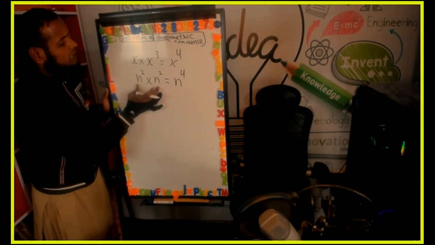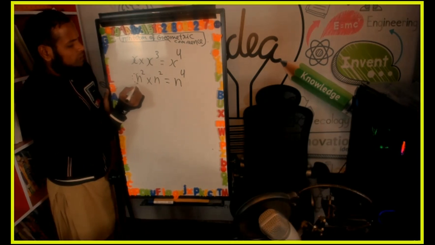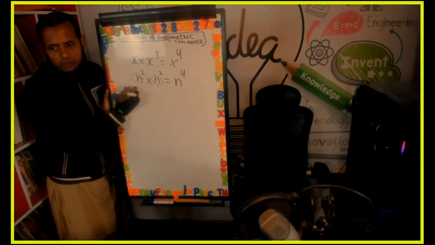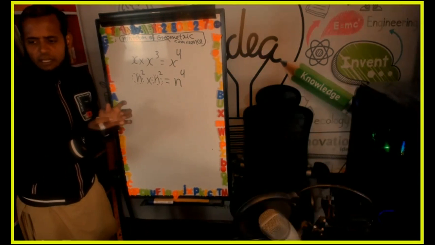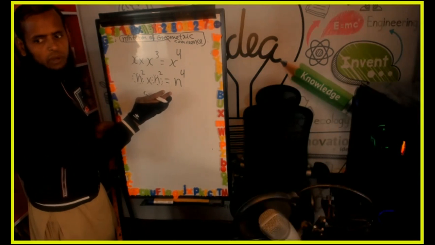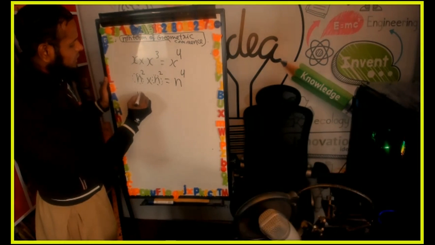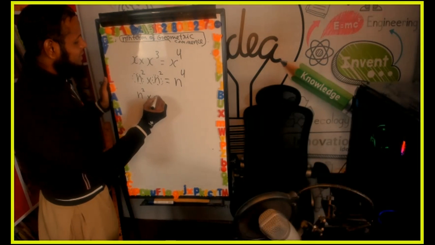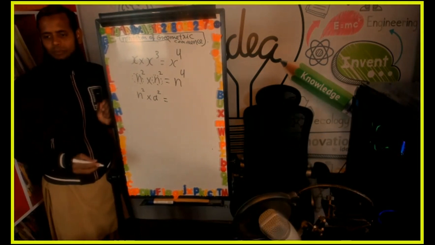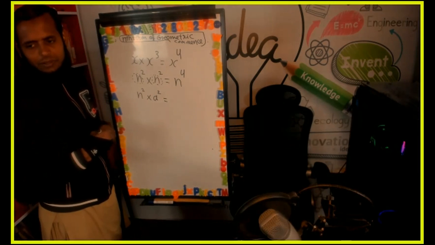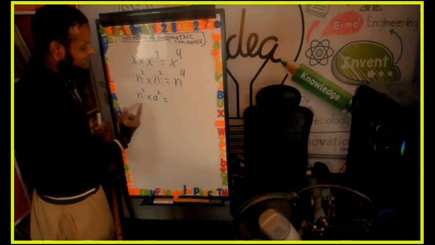This is called the base, okay? This is a variable. The variable name here is n, and here is n. This is the base. When bases are the same, then we add their powers, okay? Now what is the answer for n square and a square? Can we add their powers?